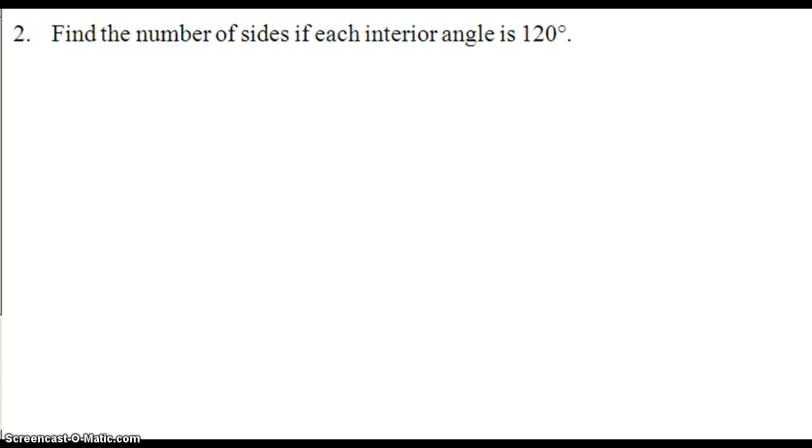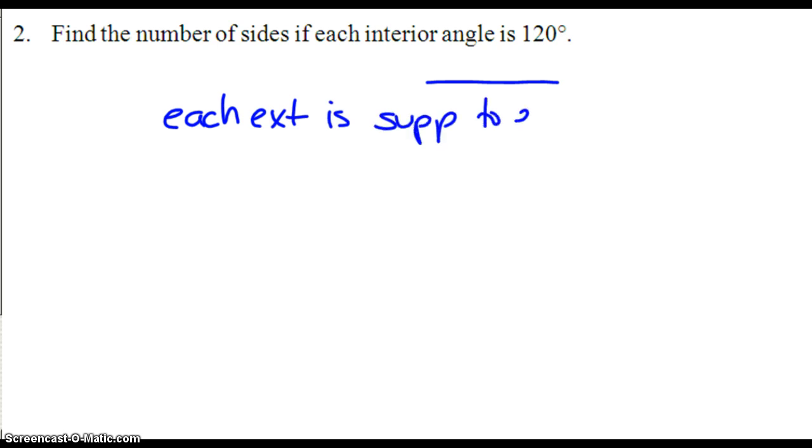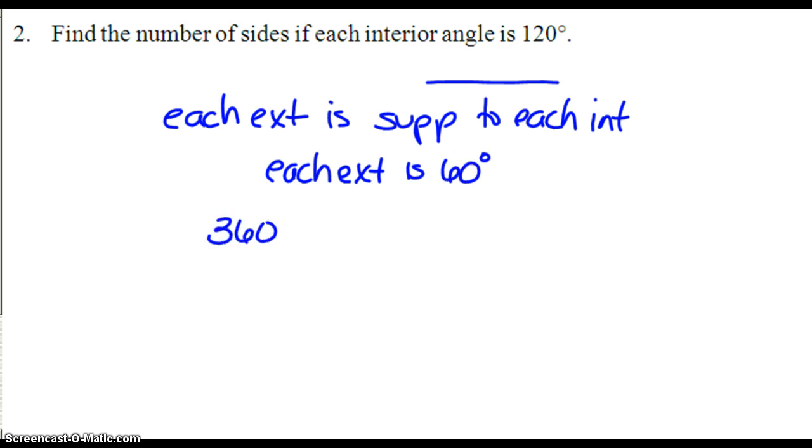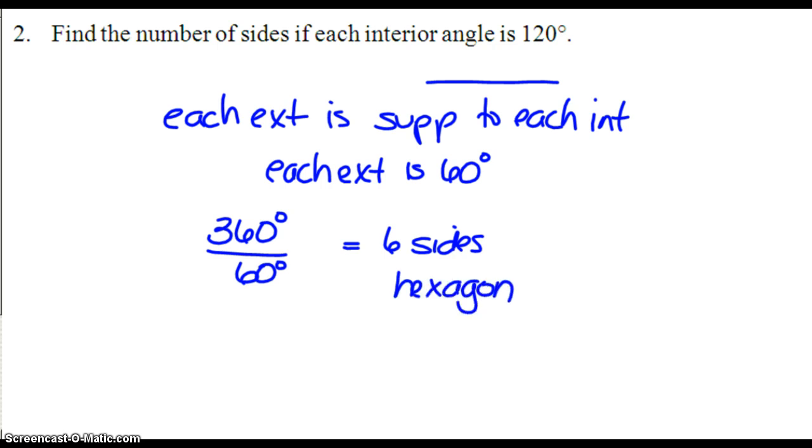Okay, question number 2. The measure of each interior angle is 120. So when we see the interior angle, we want to think of each exterior, and each exterior is supplementary to each interior. So that means each exterior is 60 degrees. So if we take the exterior sum of 360 and divide that into 60-degree angles, we will have 6 sides. So we would have a hexagon if I asked you to name the polygon.